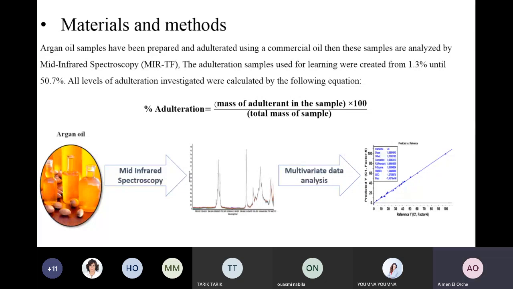The adulterated and non-adulterated argan oils are analyzed by infrared spectroscopy, which is a fast, non-destructive method. The signal obtained by mid-infrared spectroscopy shows intense bands. These bands give information on the functional groups that characterize argan oil compounds. Next, the information obtained from the signal is coupled with a regression algorithm for the development of mathematical models.